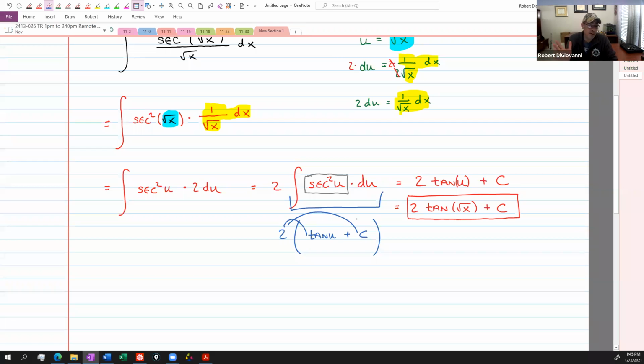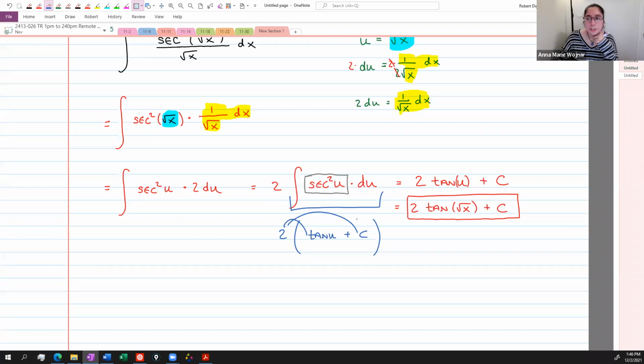You could, it wouldn't be wrong to put the 2 in front of the C. You could do it either way. We don't normally do it because 2 times a constant is the same as a constant. We don't know what the constant is, right? It can be any constant. So twice a constant is still a constant. So we just always put plus C. We don't distribute anything to it, or, even if there's a square root, we wouldn't do the square root of C. We would just do C.